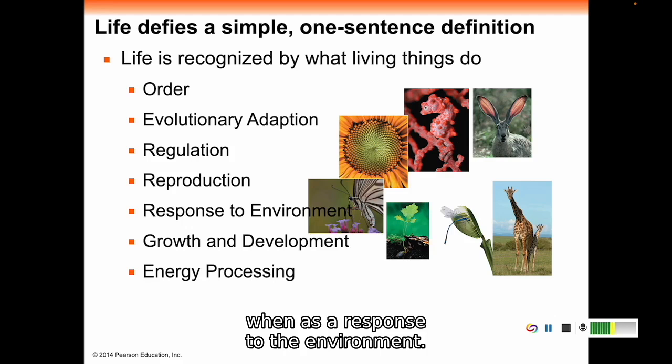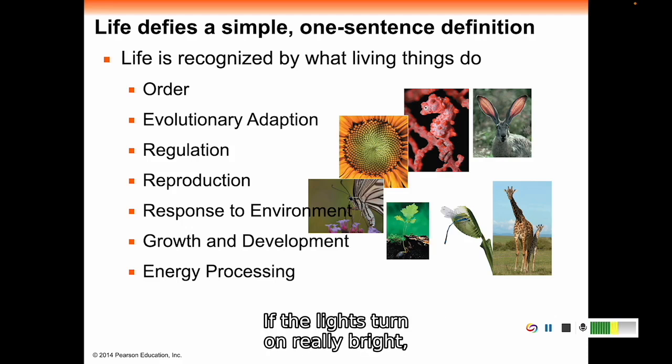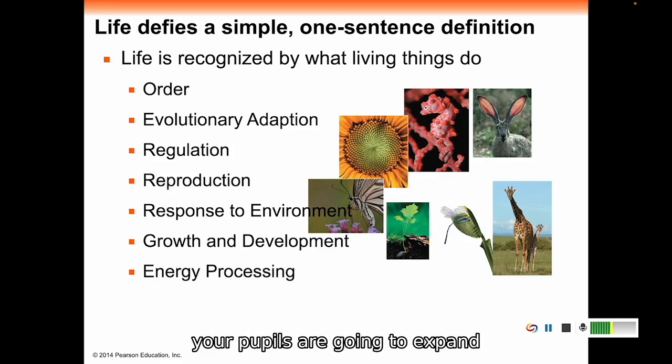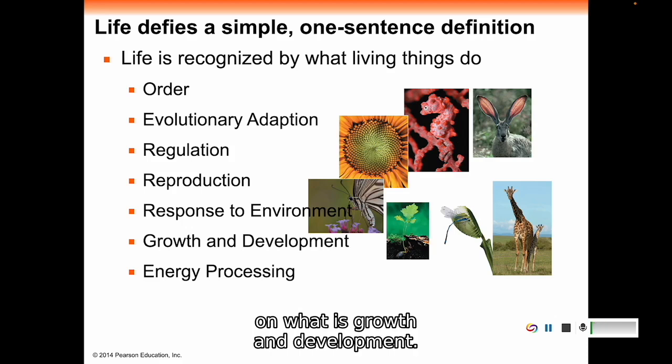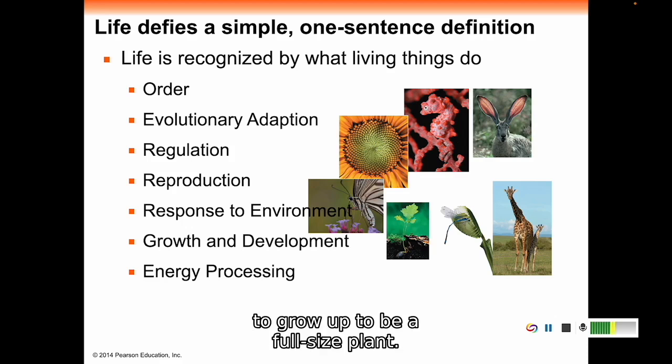One is a response to the environment. So if you are in a place where it's too hot, you're going to start sweating. If the lights turn on really bright, your pupils are going to contract. And if the lights go down and it gets really dark, your pupils are going to expand. One is growth and development. So just like this giraffe here in the picture, there's a little giraffe that's going to grow up to be a bigger giraffe. This little plant here is going to grow up to be a full-size plant.